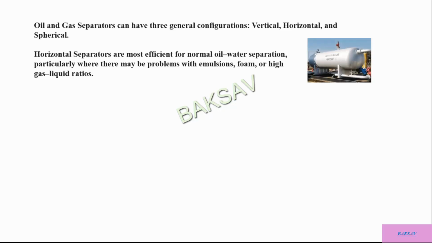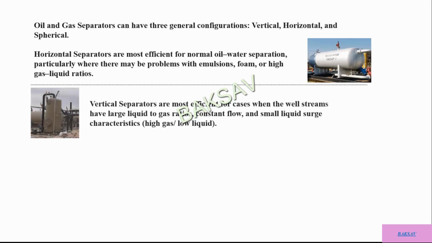Oil and gas separators can have three general configurations: vertical, horizontal, and spherical. Horizontal separators are most efficient for normal oil-water separation, particularly where there may be problems with emulsions, foam, or high gas-liquid ratios. Vertical separators are most efficient for cases when the well streams have large liquid-to-gas ratios, constant flow, and small liquid surge characteristics, high gas, low liquid.